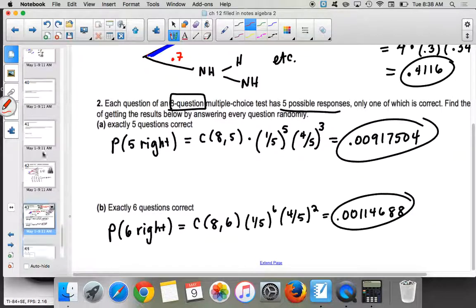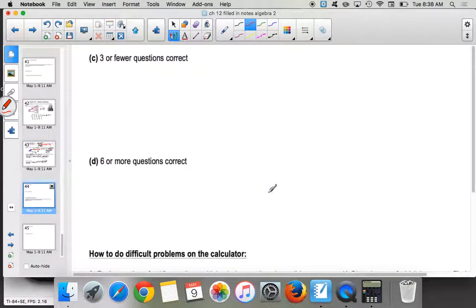All right, next one. So 3 or fewer questions correct. So this one's kind of annoying, right? Because if we're doing 3 or fewer questions correct, then we're doing the probability of getting 3 questions right, the probability of getting 2 questions right, the probability of getting 1 question right, and the probability of getting 0 questions right.